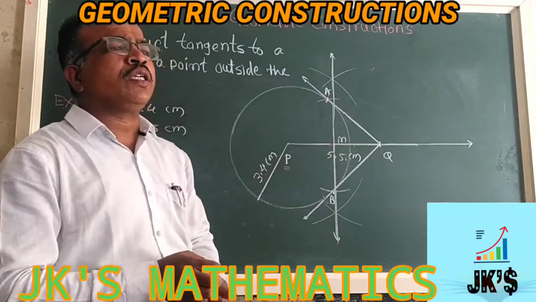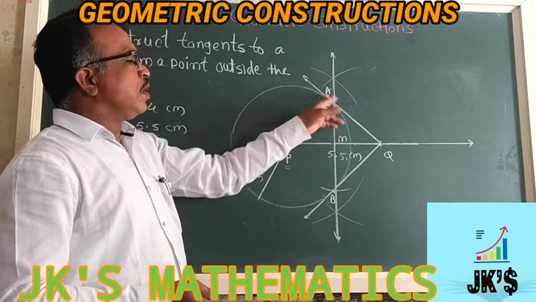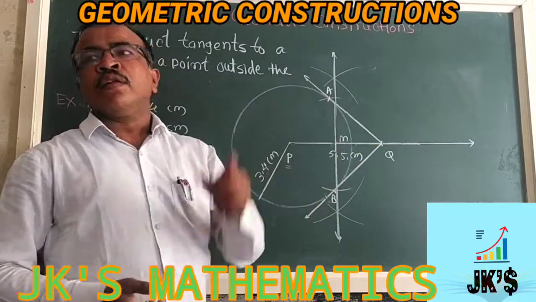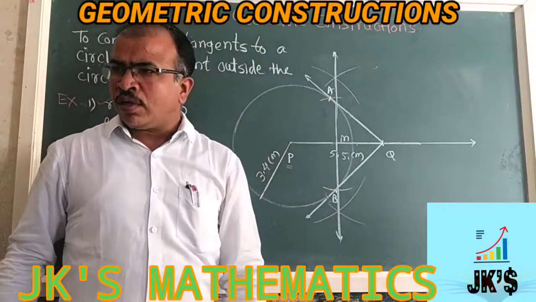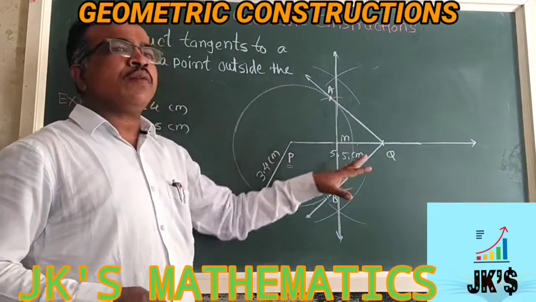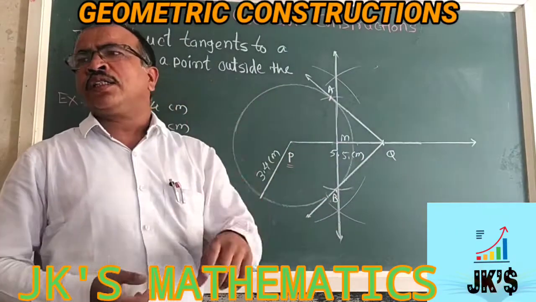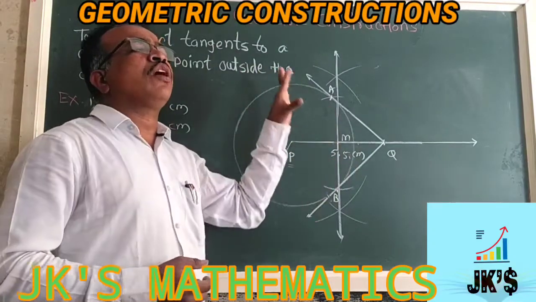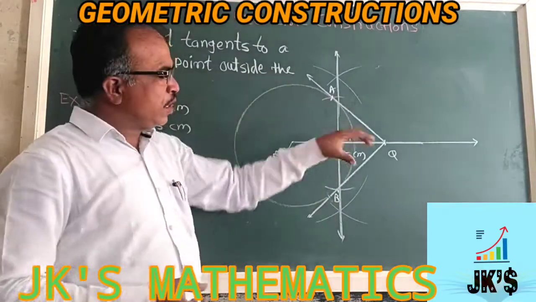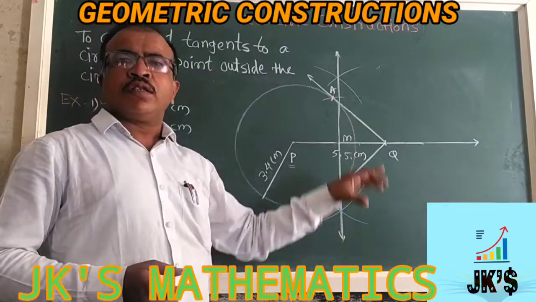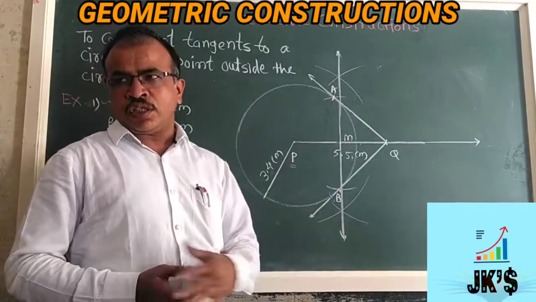Friends, when we measure the distance AQ and QB, these two distances are congruent. In some examples, it is asked to measure the distance of the tangent segment. Then we measure with the scale and write the distance.